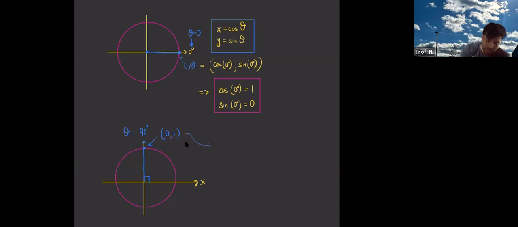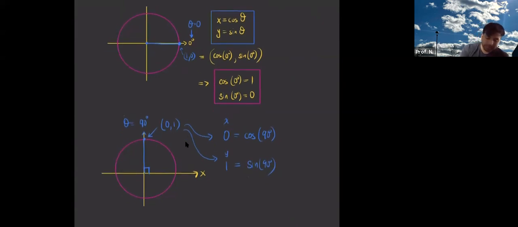But what does 0, comma 1 represent again? 0 represents the cosine, because that's the x value, right? This is the x. Cosine of what angle? 90 degrees. And what does y represent? Y is the value 1. 1 represents what? Sine of 90. So then what did we just discover here? I discovered that cosine of 90 degrees is 0 and sine of 90 degrees is 1.